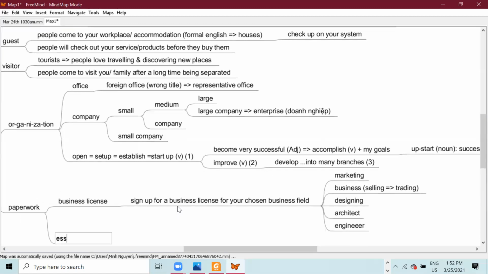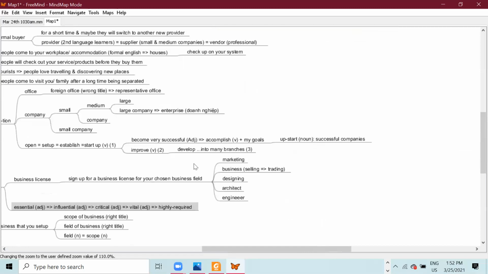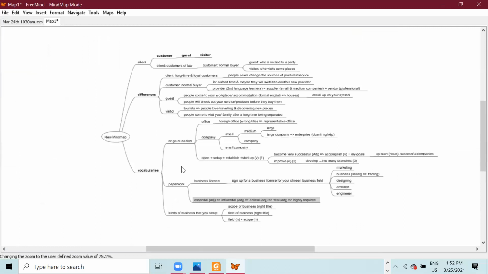This license is very essential paperwork. Please try to use words like important, influential, and think of words like critical, vital, or highly required paperwork. So these are the adjectives that I want you to use when you talk about companies or organizations in the business field of IELTS.